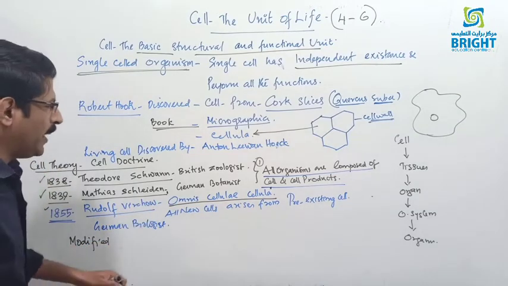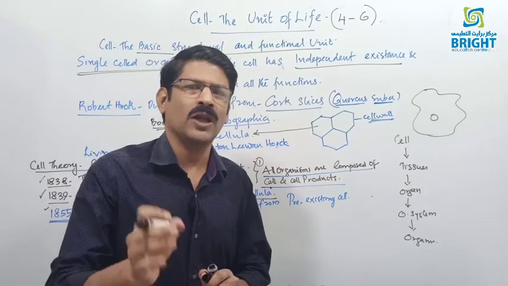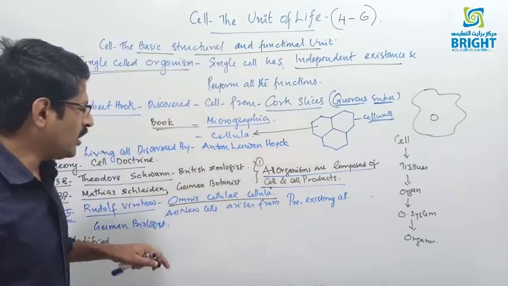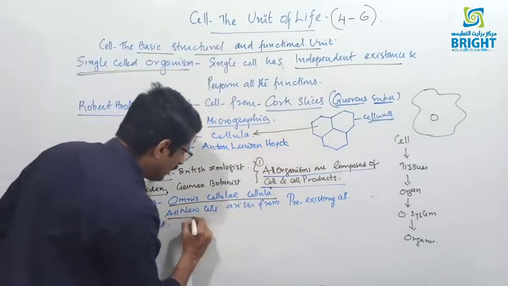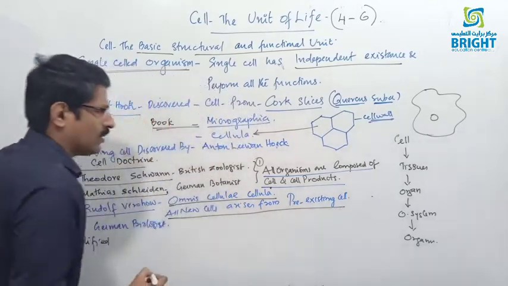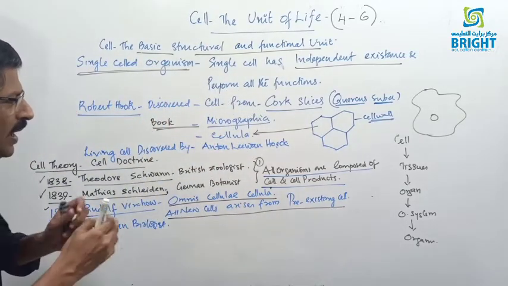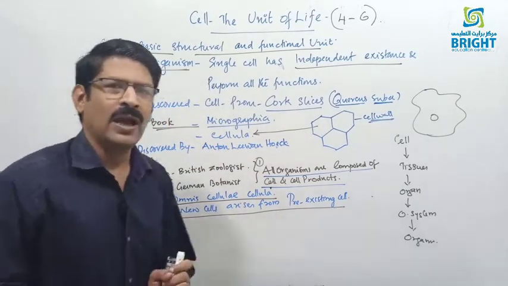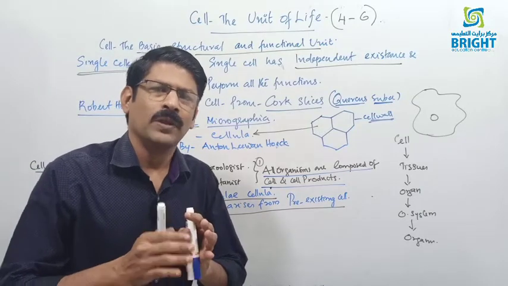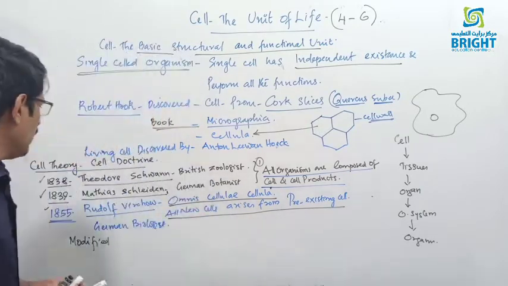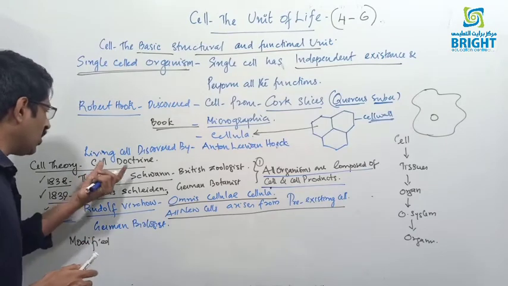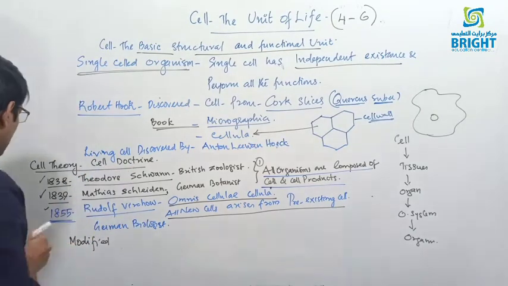Later, in 1855, the cell theory was modified by Rudolf Virchow by adding the statement omnis cellula e cellula, which means all new cells arise from pre-existing cells. Only the pre-existing cell undergoes division and forms new cells. So this is about cell theory, and cell theory is also called cell doctrine.